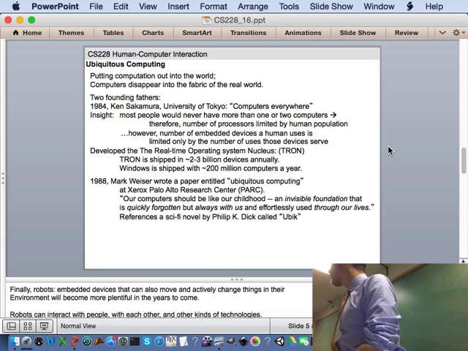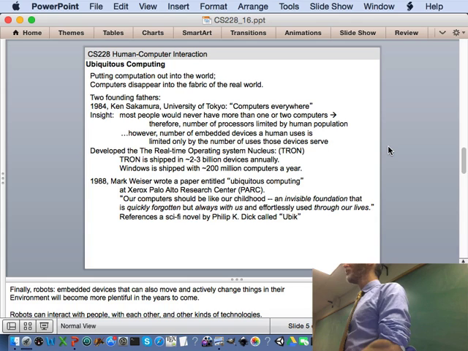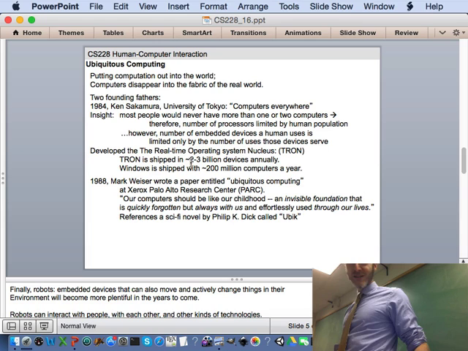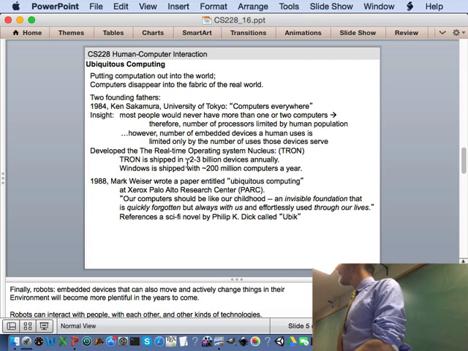There are about 10 times more instances of Tron running on devices than there are Windows and Mac and Linux operating systems combined. Right? This is an important aspect of ubiquitous computing, is that it's out there in the world, but we're not really aware of it. This statistic is a little bit old now, but I think it still is the fact that embedded devices still outrank computers and laptops by an order of magnitude.